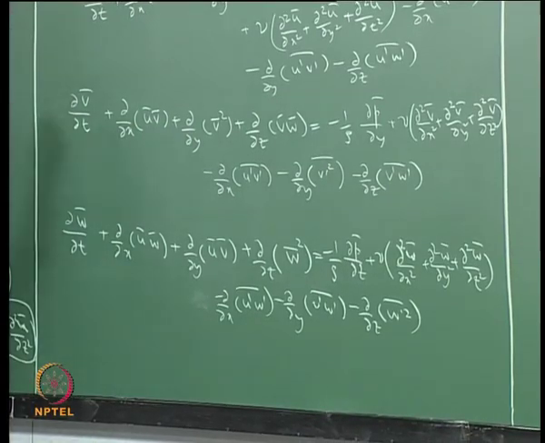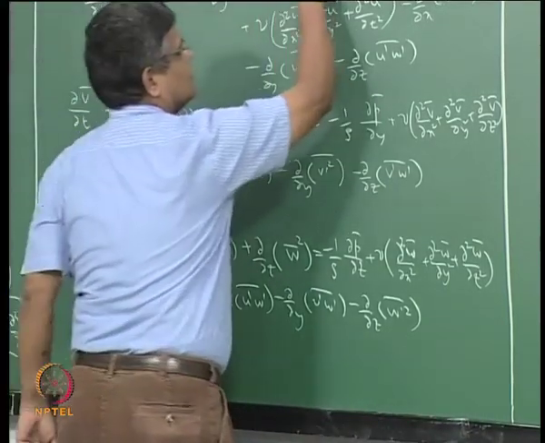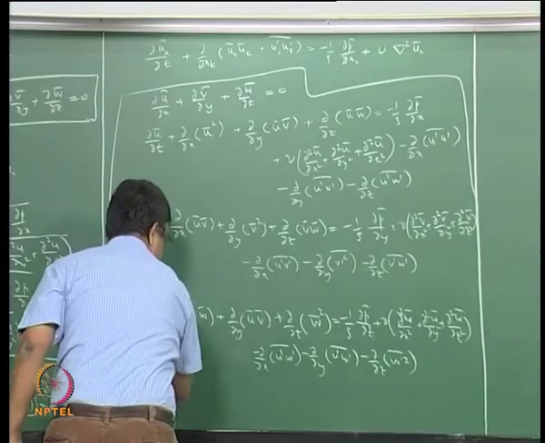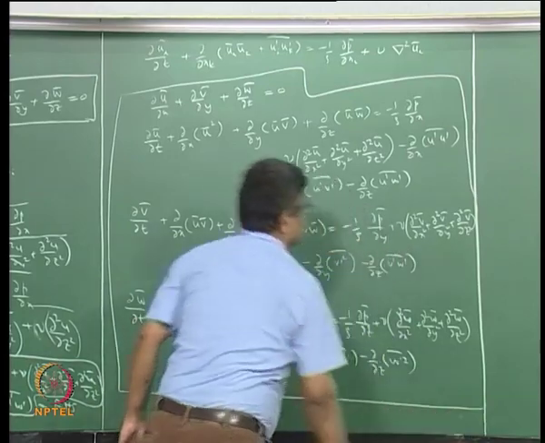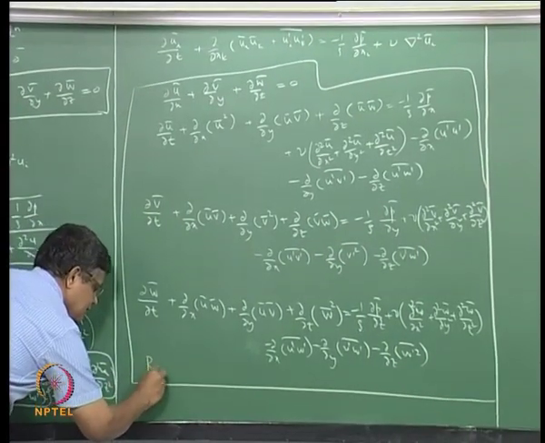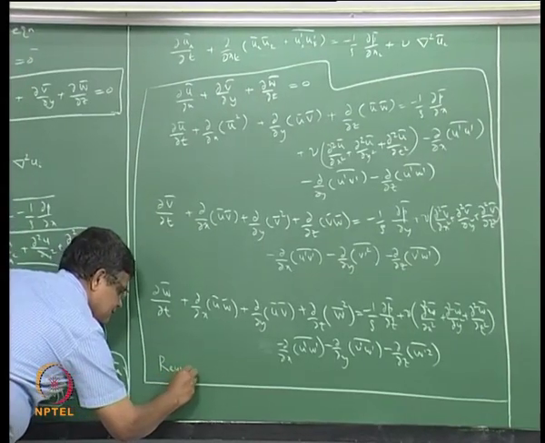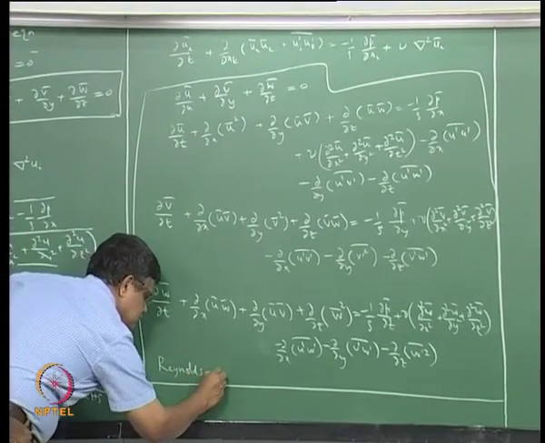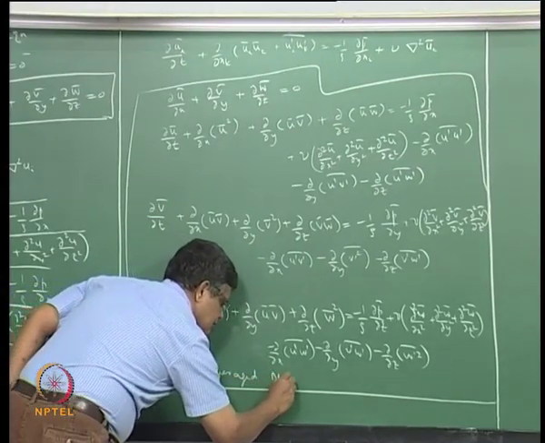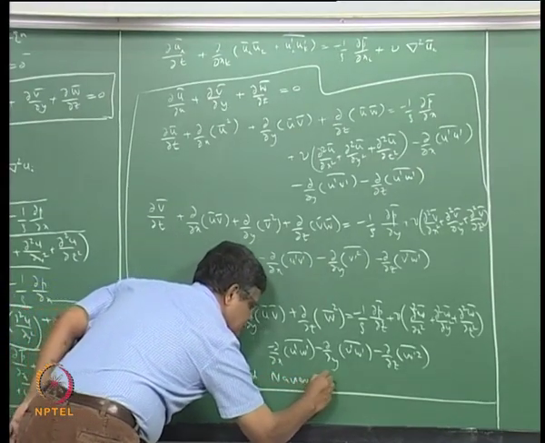So these are the time averaged form of the Navier Stokes equations. So we can call this the Reynolds averaged Navier Stokes equations.